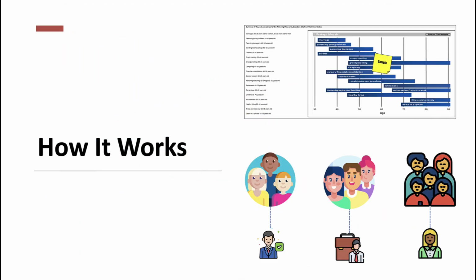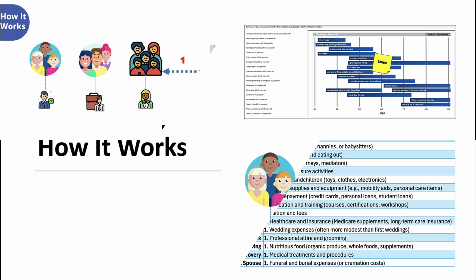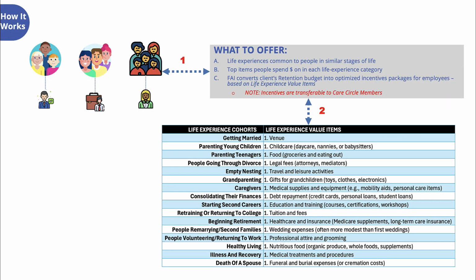By juxtaposing an employee and their care circle against the life stage mosaic, FAI's system can predict with accuracy what types of goods and services will appeal to any particular employee. These goods and services then form the foundation of FAI's what to offer capabilities. So, for example, FAI's system looks at an employee and their care circle and recognizes that there is likely to be a high probability that someone in the care circle is getting married.